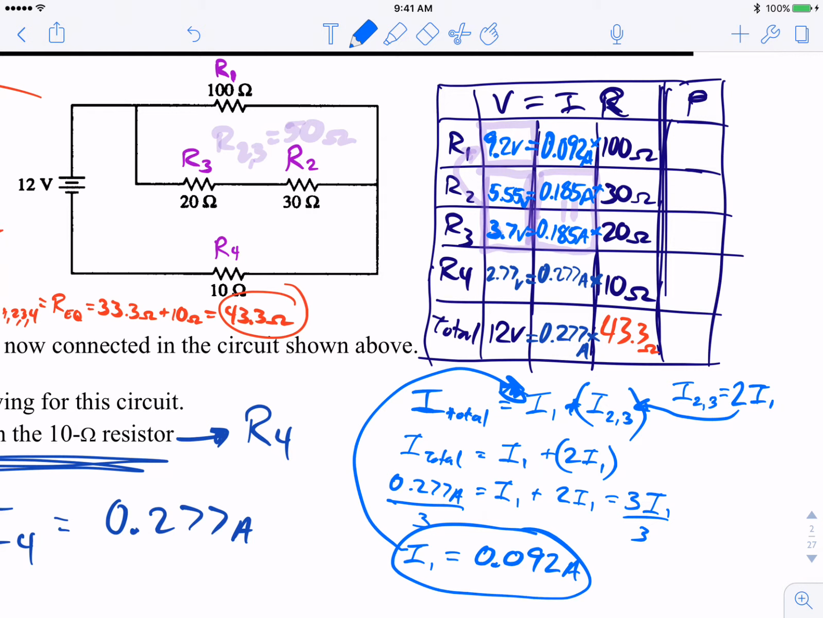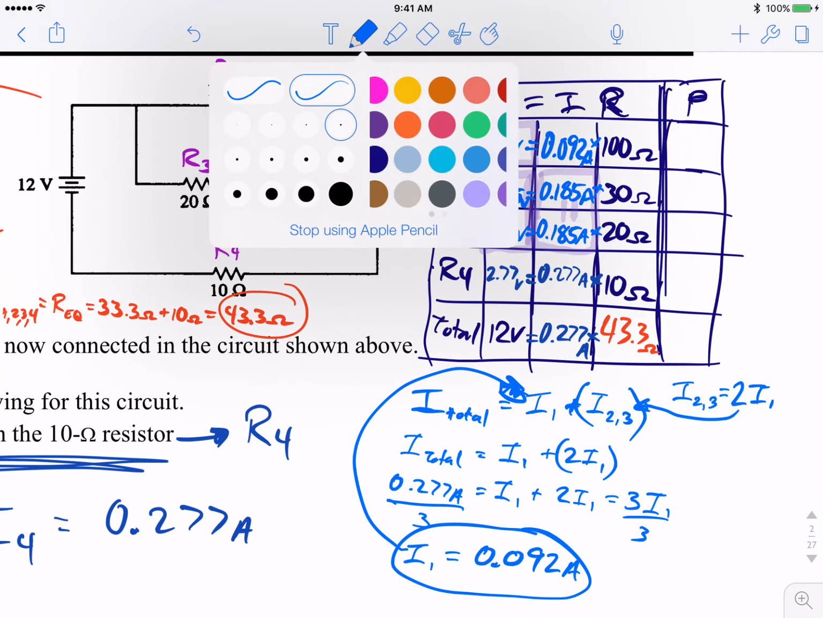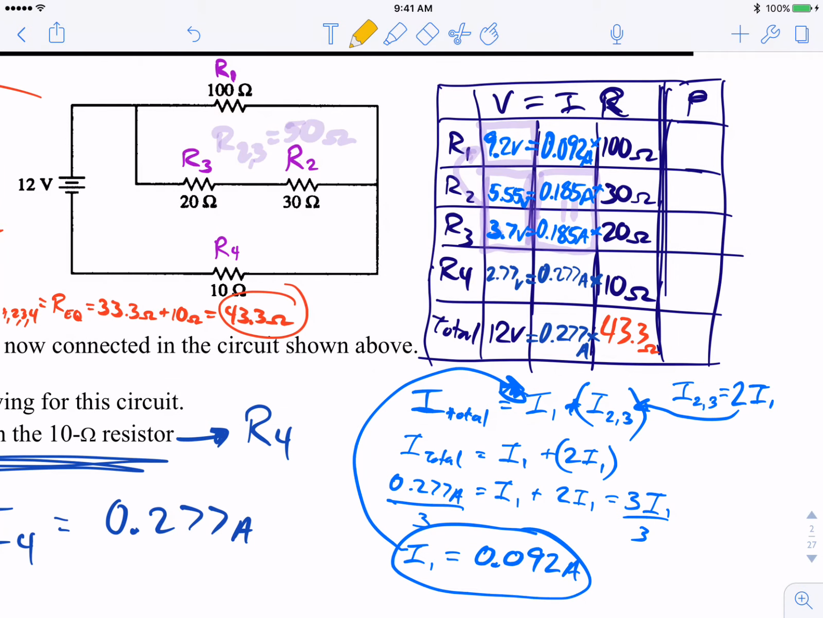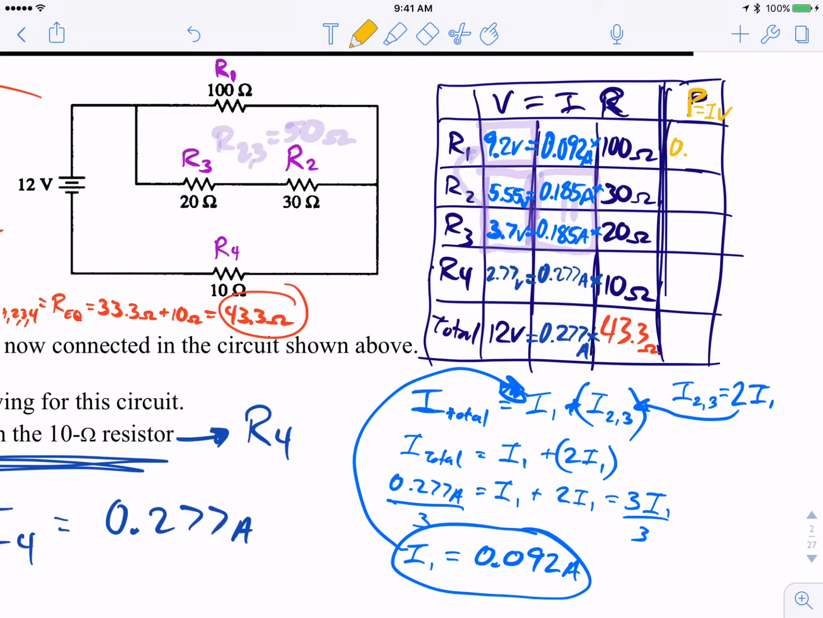Now let's just see who's the brightest bulb in the box, and we'll be done. So let's switch to this yellowish color here and do our PIV work, I times V on each row. So we're going to do 9.2 times 0.092, and we're going to get a power in R1 of 0.8464. I'm just going to round that to 0.85 watts.